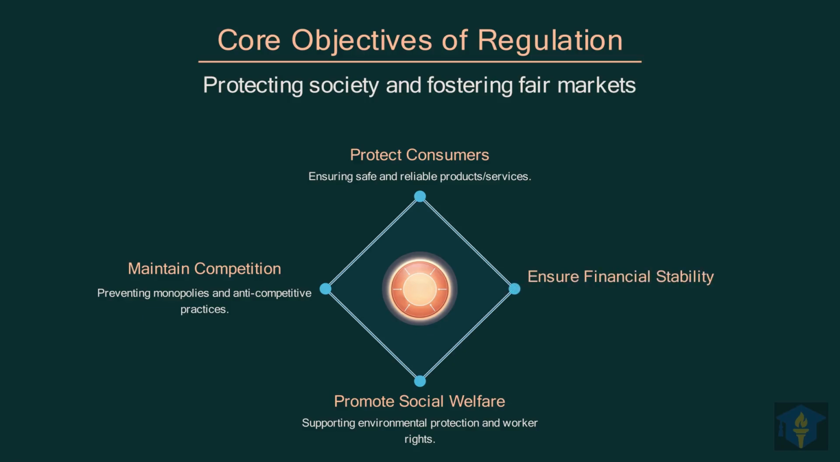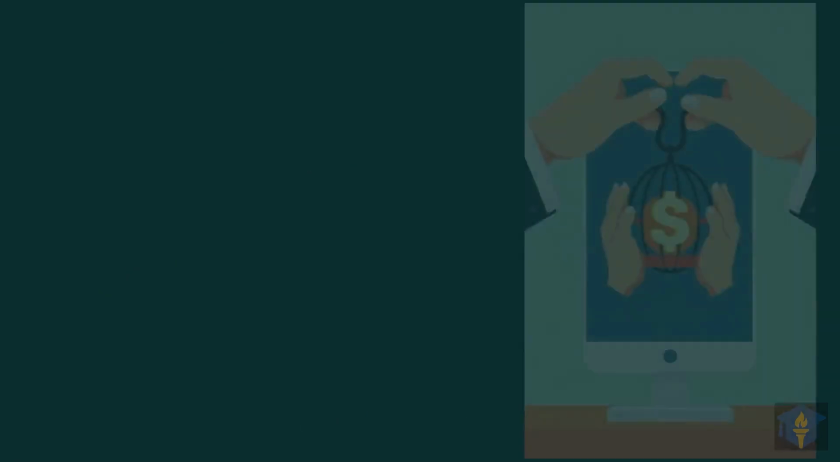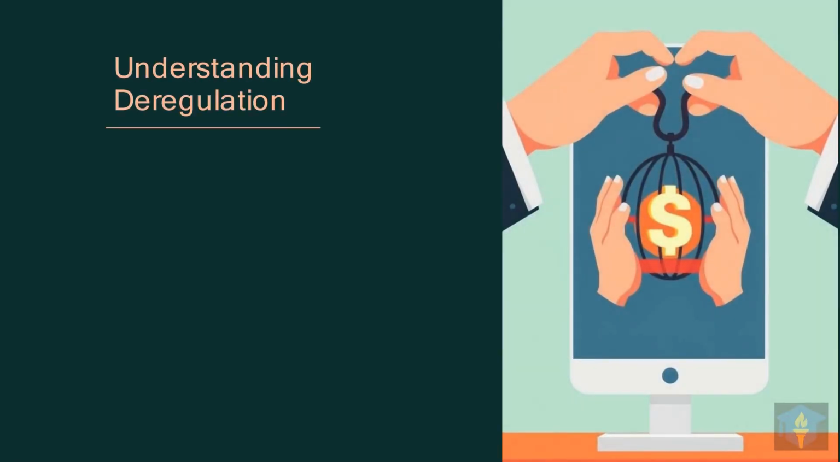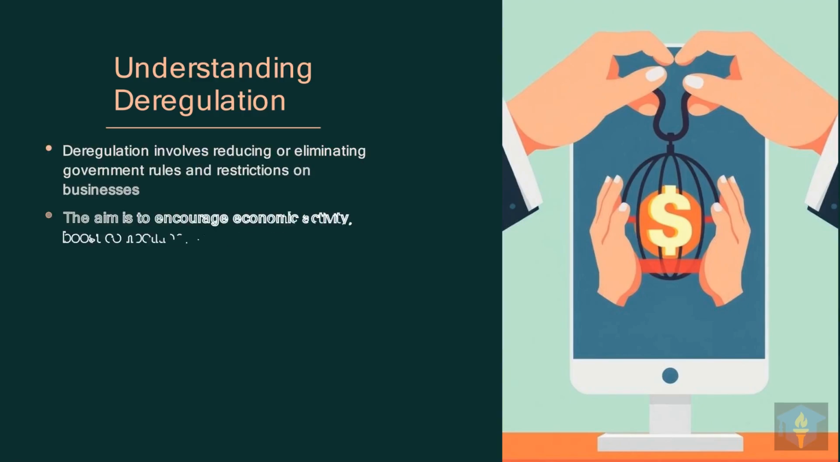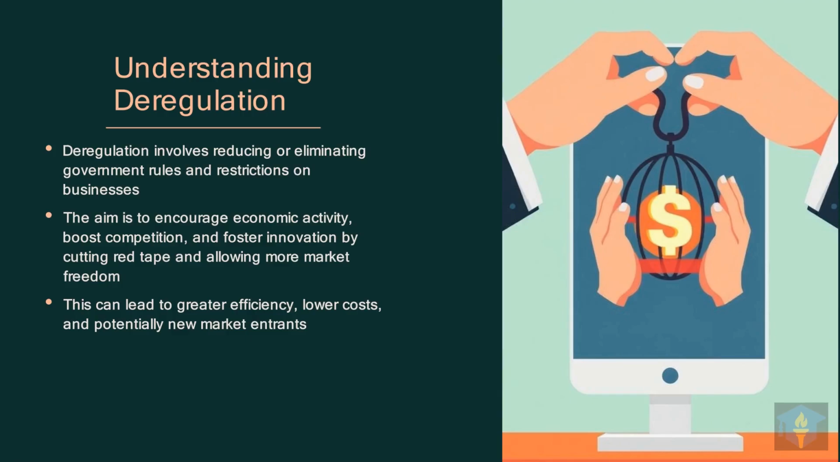Lastly, a significant goal is to ensure overall financial stability within the economy. This means regulating markets carefully to prevent financial crises and maintain confidence. Now, let's shift our focus to understanding the concept of deregulation and its implications. Deregulation means reducing or eliminating government rules on businesses, aiming to boost competition and foster innovation. This can lead to greater efficiency, lower costs, and new market entrants.